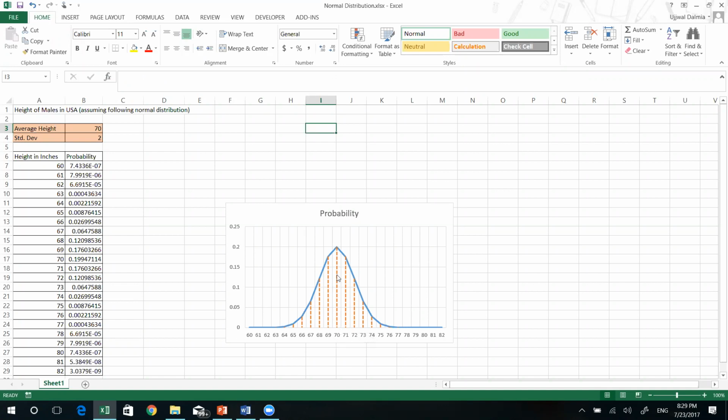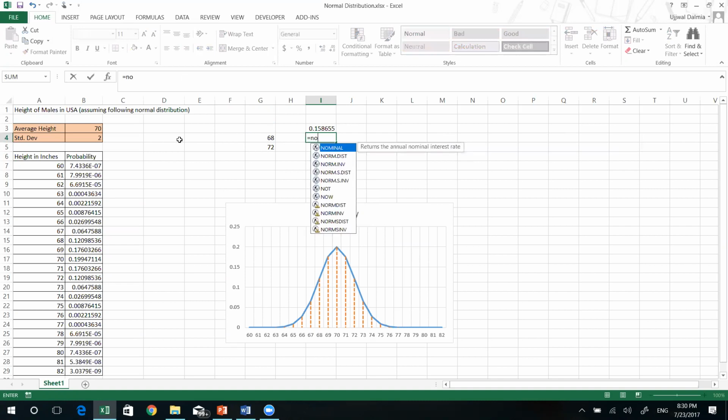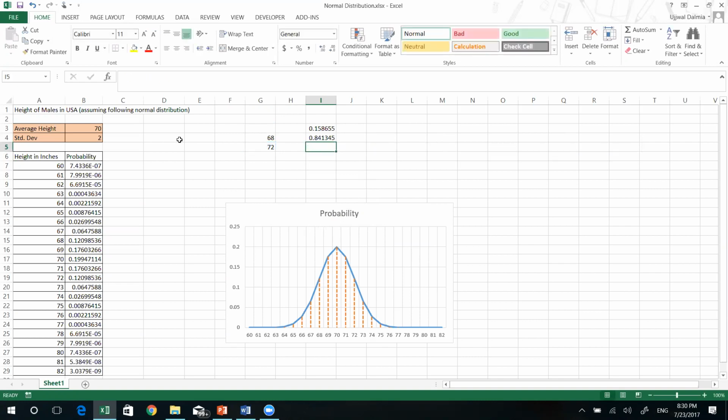You remember we talked about this US height example, male population height. The mean is 70 and the standard deviation is 2. So what is the confidence interval, one standard deviation on both sides? Tell me quickly. That's 68 to 72. Let me calculate the probability within this range. So it is equal to norm dist 68, mean is 72, 1. Similarly, norm dist 72, 70, 2, 1. And the subtraction of these two. So you see, this is approximately equal to 68.2.